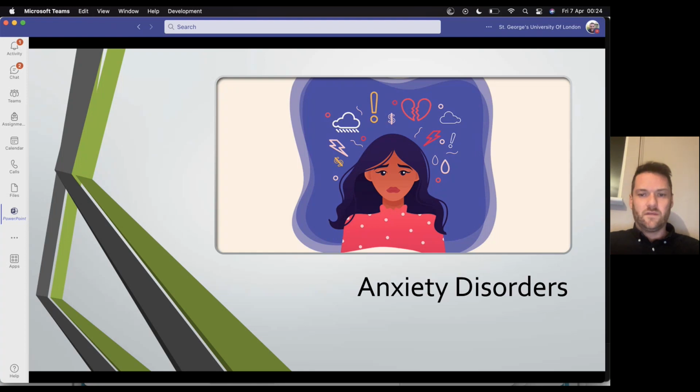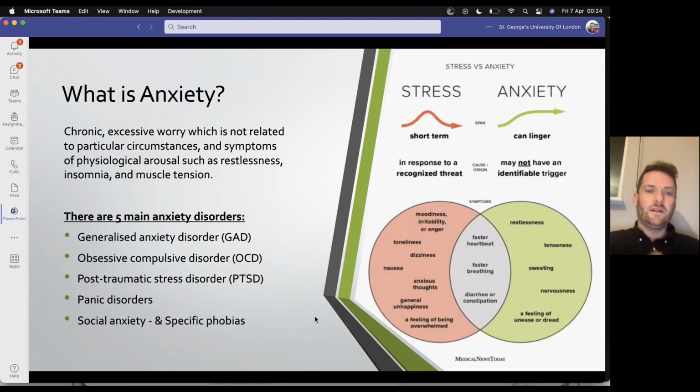So it's quite a few to cover here, but the only one to really go in depth with is generalized anxiety disorder. But let's start from the beginning. So what is anxiety? The best way to think about it, they put it here as chronic excessive worry, which is not related to particular circumstances. I think in this picture you can see on the right, I really like this. Stress often happens in response to a recognized threat. I'm stressed because I'm under pressure at work because they're laying people off.